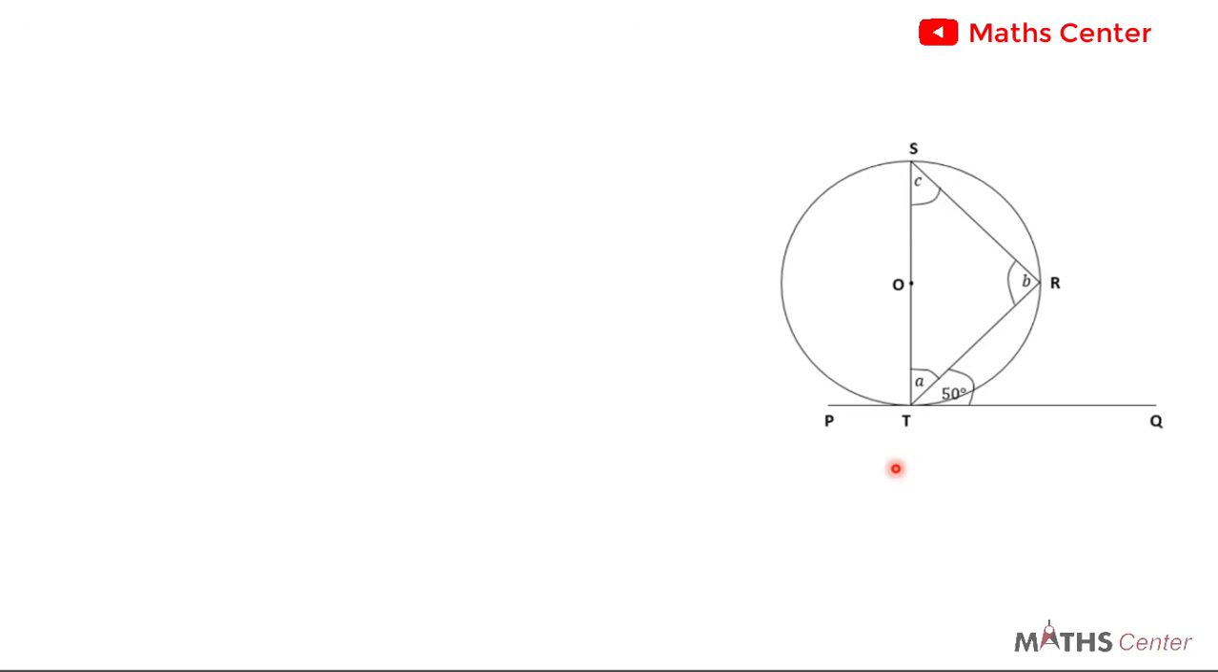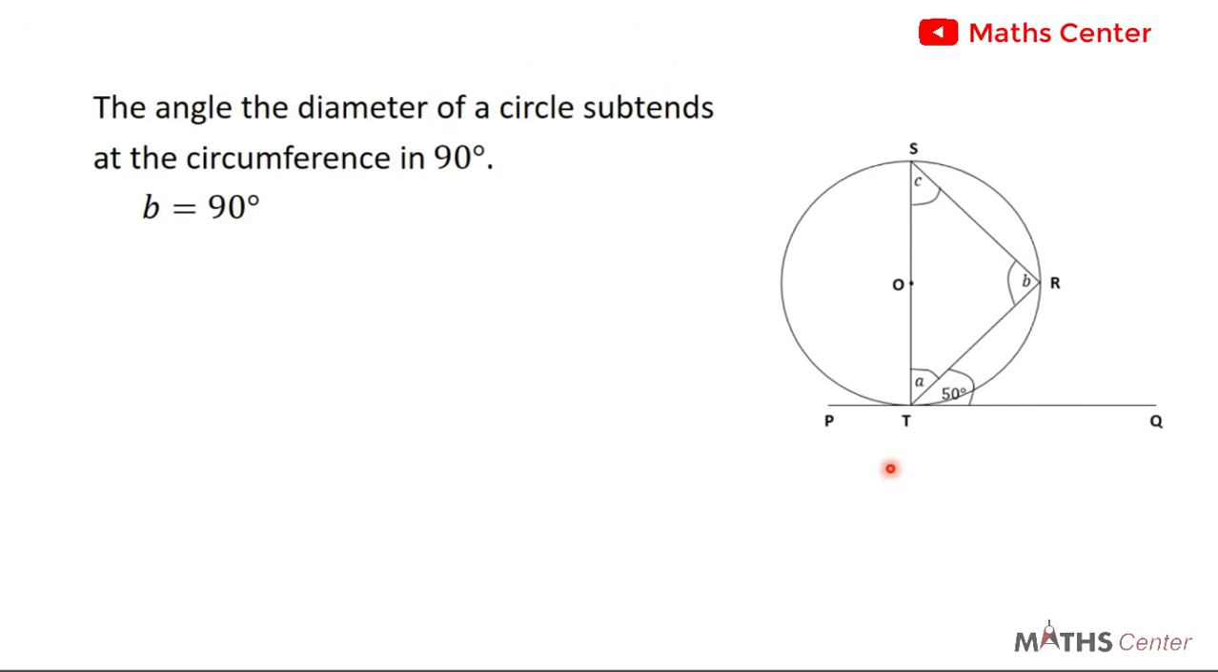So we have a lot of properties here that we can use. The first one we are going to call upon is the angle the diameter of a circle subtends at the circumference is 90 degrees. So if this is the diameter, we draw a line from S to this point, we draw a line from T to this point, and it's creating an angle of B. We know that the angle the diameter creates at the circumference is 90 degrees. So what that means is that B is 90 degrees. So we found B.